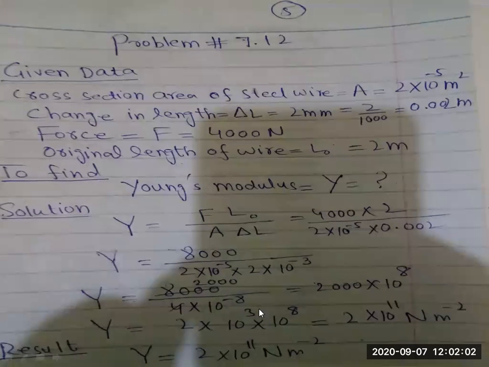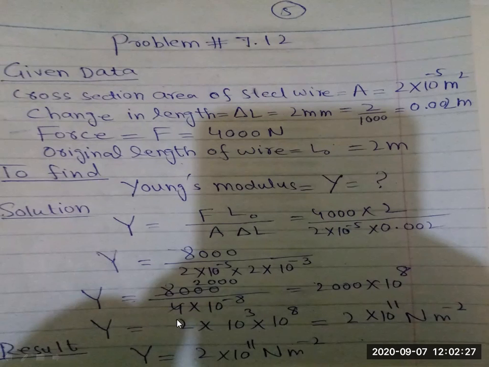If you take this 10 to the power minus 8 on the top, it will be plus 8. So 2000 multiplied by 10 to the power 8. Again, convert this into scientific notation. How many zeros are in 1000? 3 zeros. So 10 to the power 3 and 10 to the power 8. The bases are the same, so the powers will be added again: 8 plus 3 is 11.